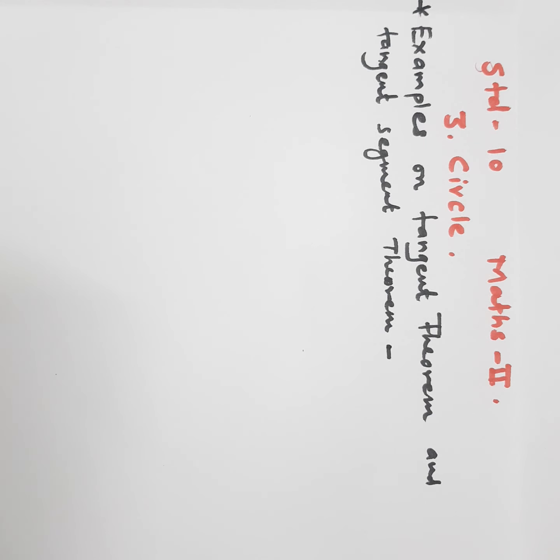The tangent theorem was: the tangent at any point of a circle is perpendicular to the radius at that point. And the tangent segment theorem was: the tangent segments drawn from an external point to the circle are congruent. Now we will see an example on the tangent theorem.